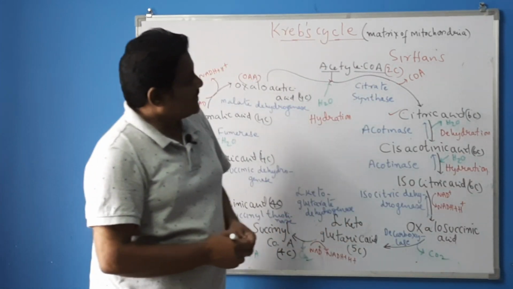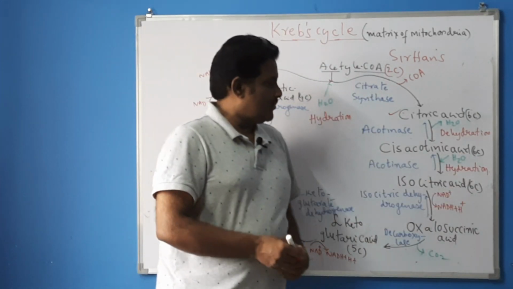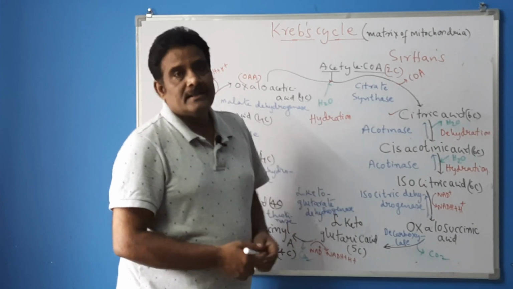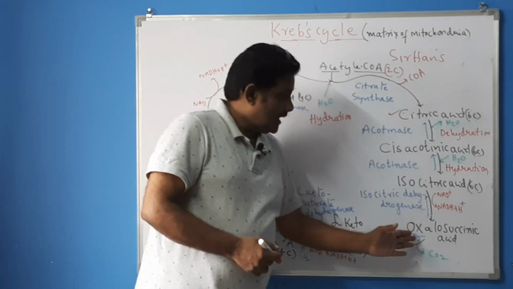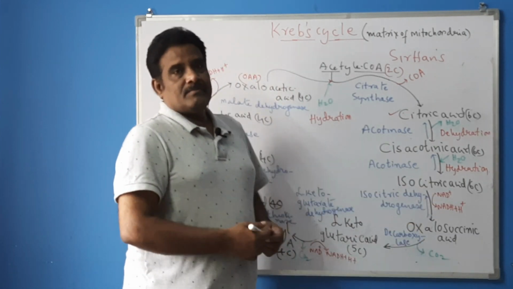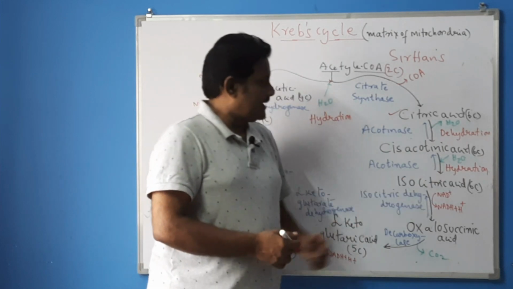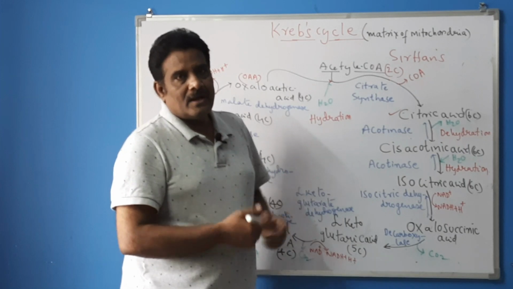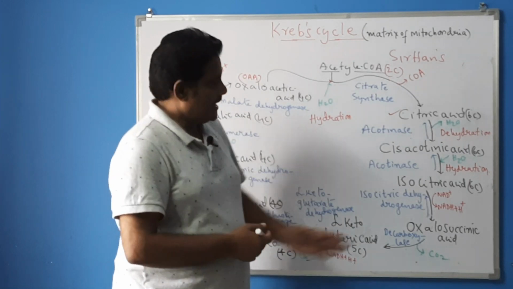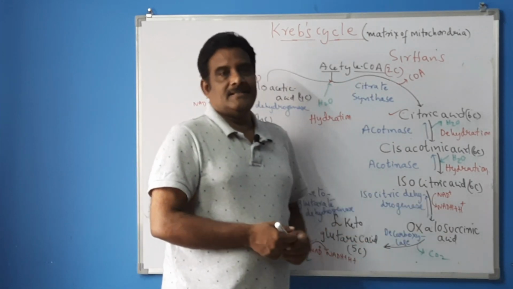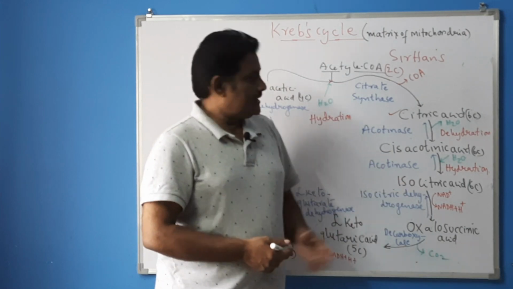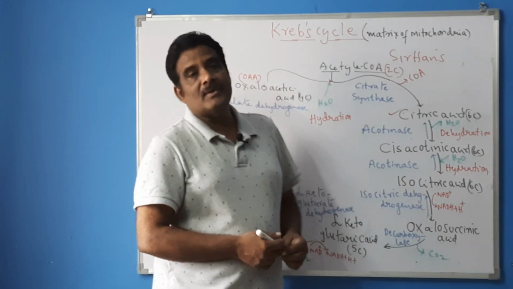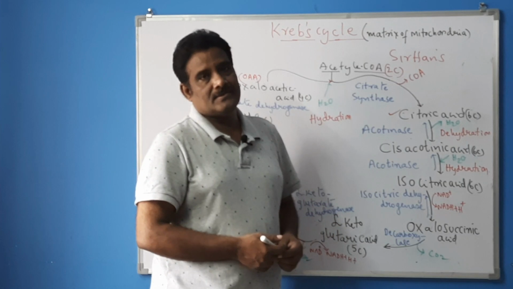And then isocitric acid, which is a 6-carbon compound, undergoes oxidation here. Here you have to remember, very important step. Conversion of this isocitric acid to oxalosuccinic acid. Why you have to consider this an important step: here an oxidation process takes place. You know very well oxidation means release of NADH, NADH plus H plus molecules.